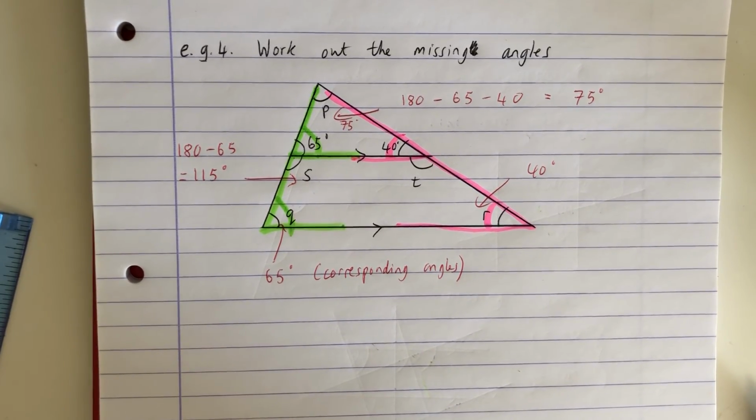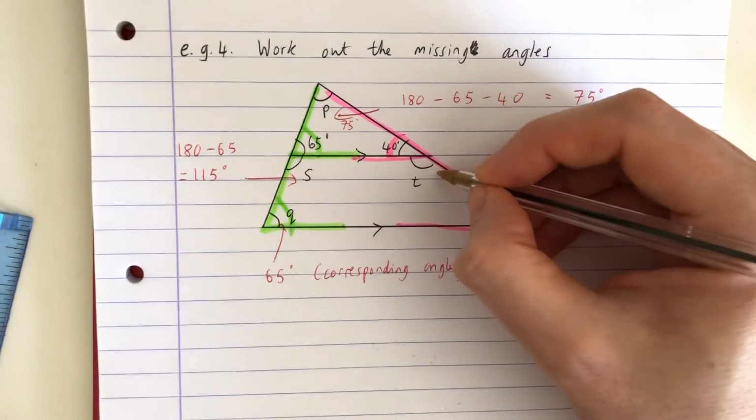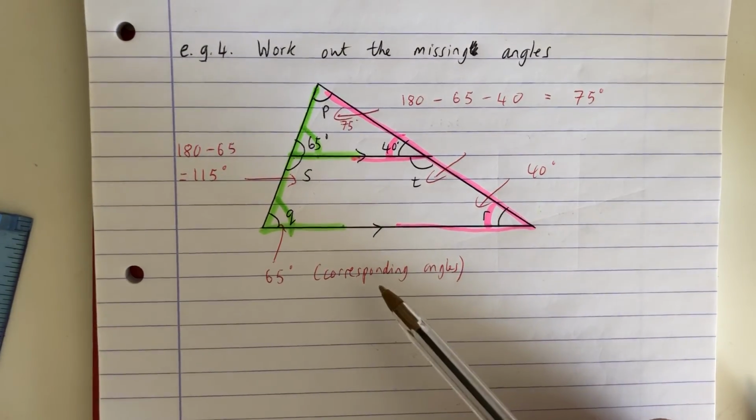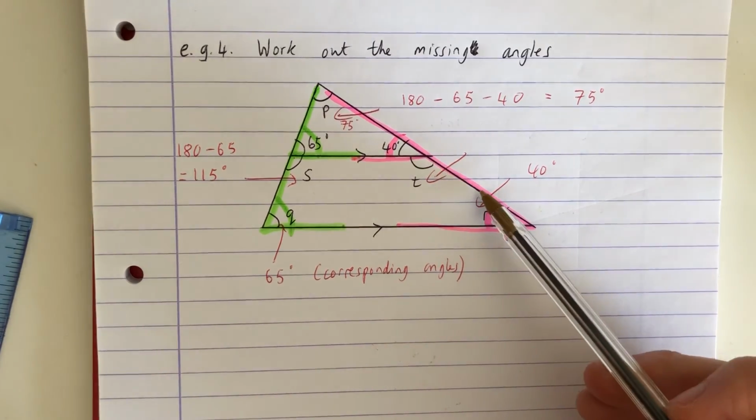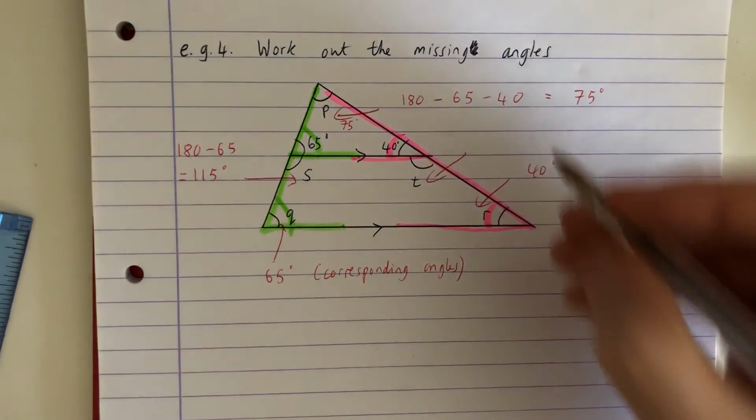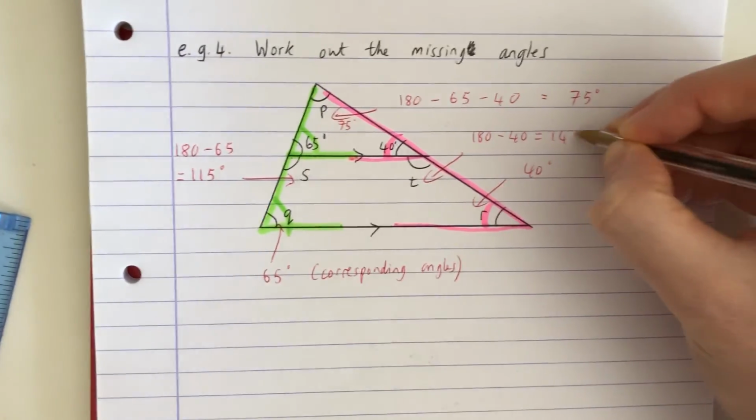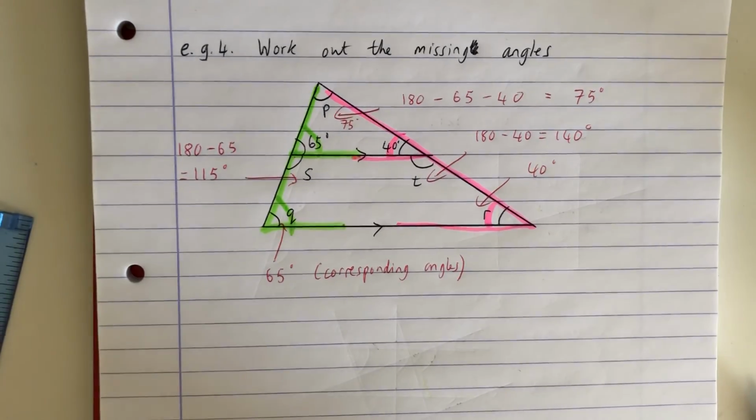And the last one to work out is T. And again, don't have to overcomplicate this. This is a straight line. 40 plus something is 180, to give you 140 degrees. And that is the answer to P, Q, R, S, and T in alphabetical order.